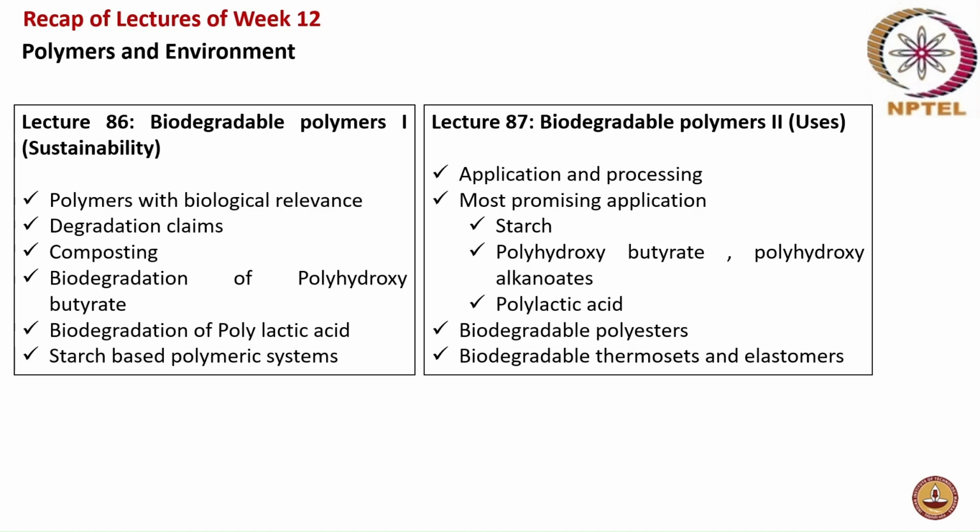The next discussion was on biodegradable polyesters, where there was a discussion on polybutylene succinate and polybutylene adipate terephthalate. The glass transition temperature and melting temperature of polybutylene succinate was discussed. And where is it applied? It is again used in mulch films. And then the next discussion was on polybutylene adipate terephthalate.